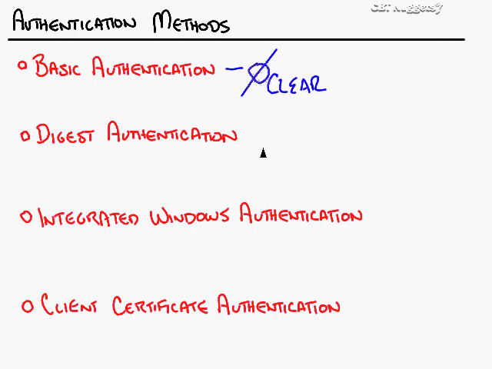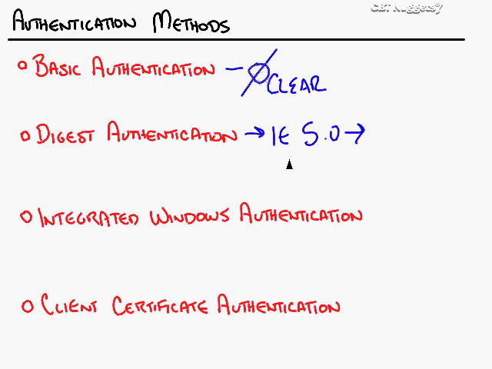Digest authentication allows you to create authentication in your domain where you actually have hashing occurring and some sort of encryption occurring between the ISA server and the computer. However, this one requires Internet Explorer 5.0 and later. Now 5.0 has been out for a while, so that shouldn't be too hard of a requirement to meet.